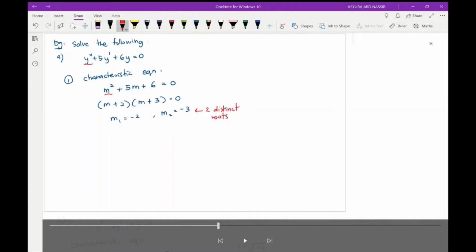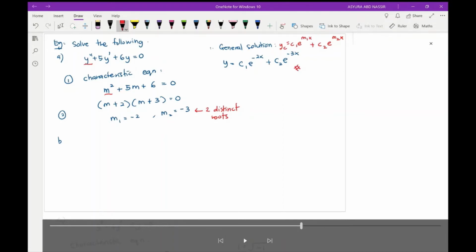So for the distinct roots, what will be the general solution? That's why you need to remember. If you have two distinct roots, the general solution, your yC, will be c1 e power m1x plus c2 e power m2x. So the solution will be y equals c1 e power negative 2x plus c2 e power negative 3x. So that is your answer.